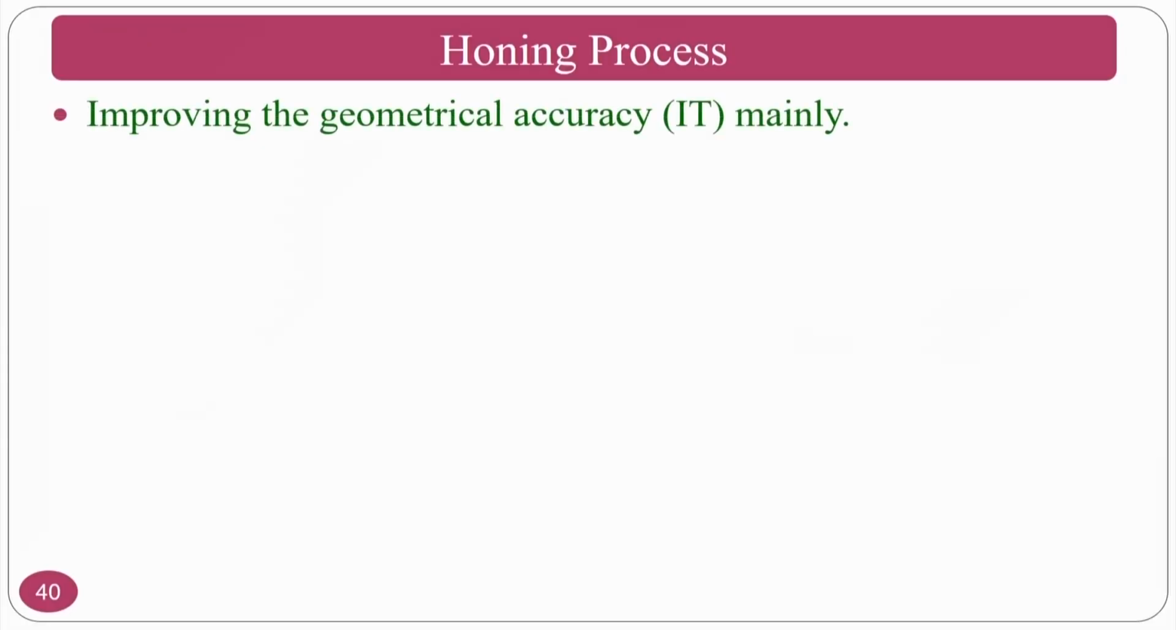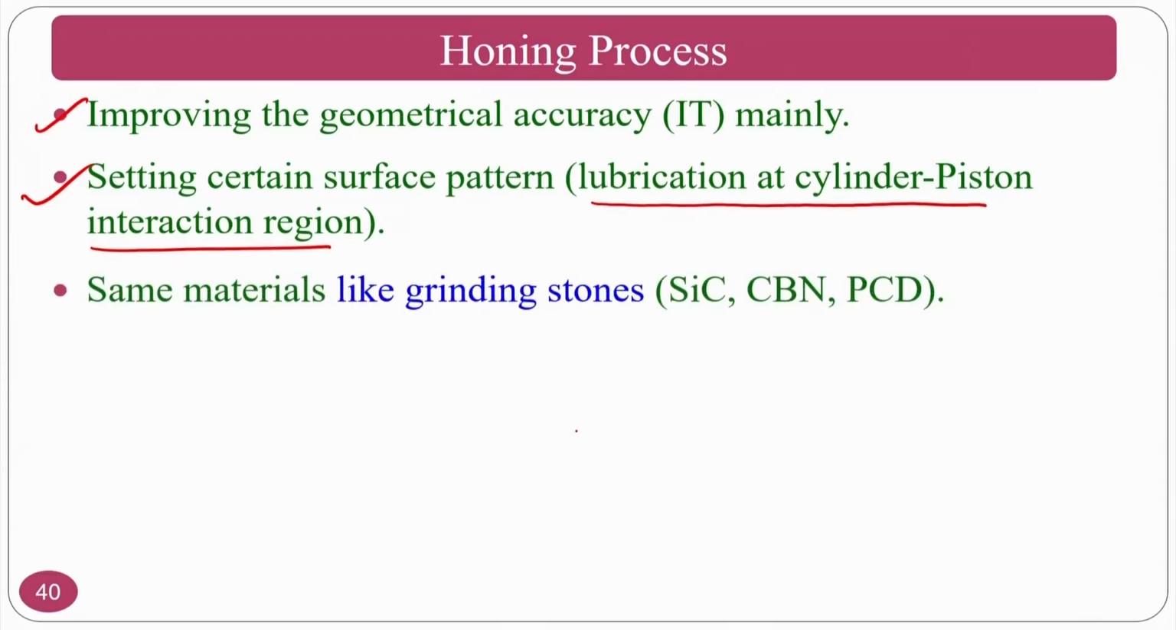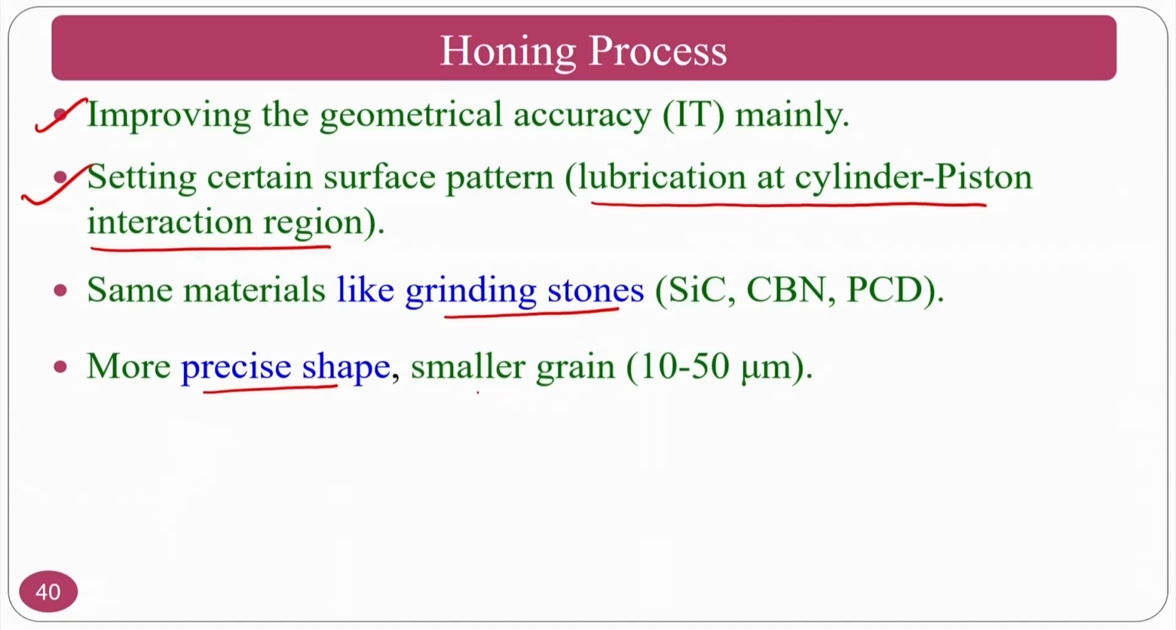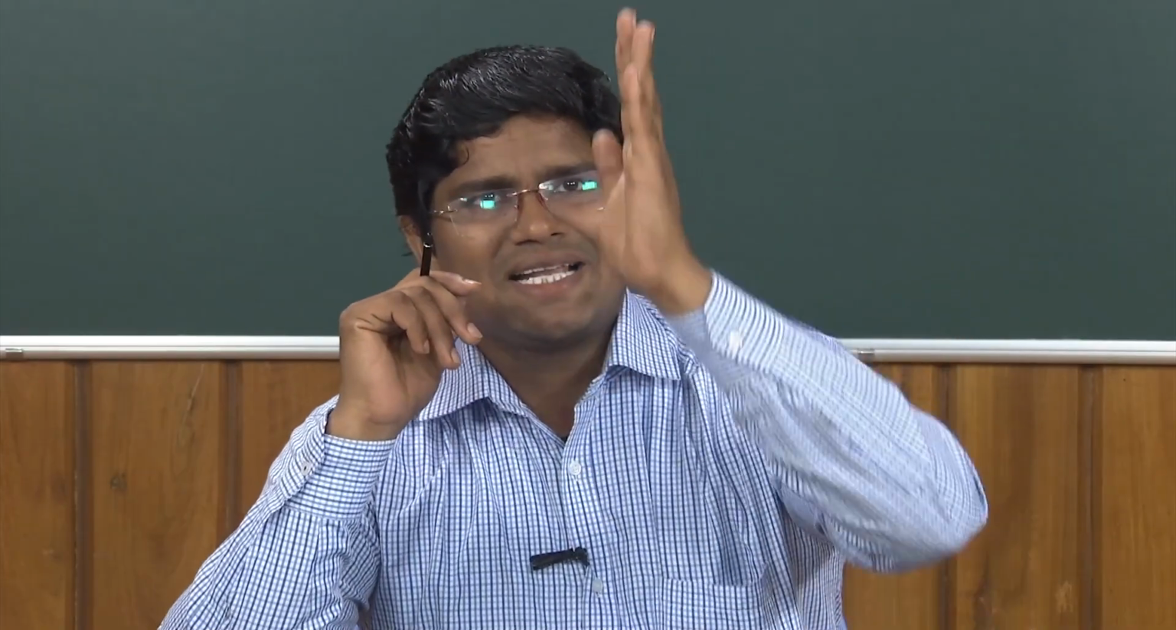The honing process improves the geometrical accuracy and sets a certain surface pattern, that is, for the lubrication in the piston-cylinder interaction regions. The same materials as grinding stones, like silicon carbide and CBN, these types of tools will be used, with more precise shape and smaller grains. If you saw the first slide of this class, the surface finish requirements are moving towards the left and the cost is escalating up. Why? The surface finish that you are going to get is very good in the honing process.